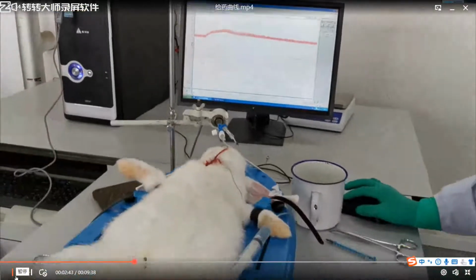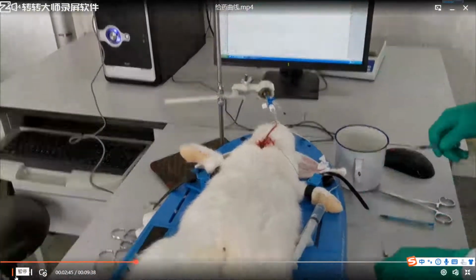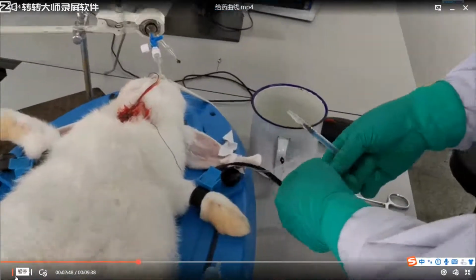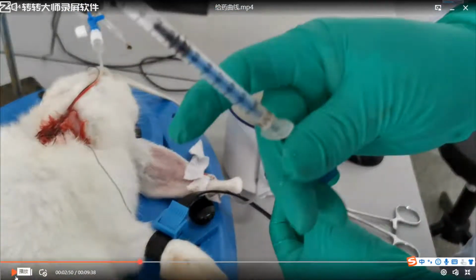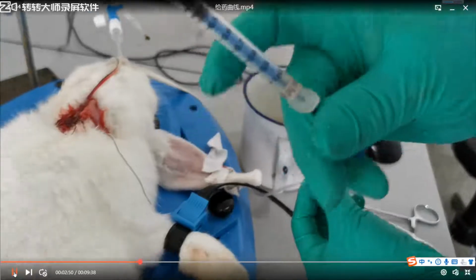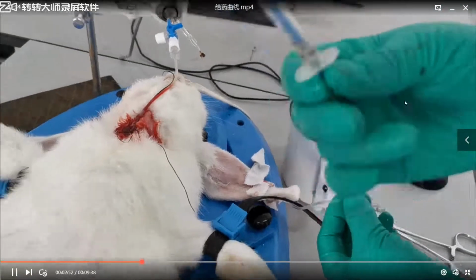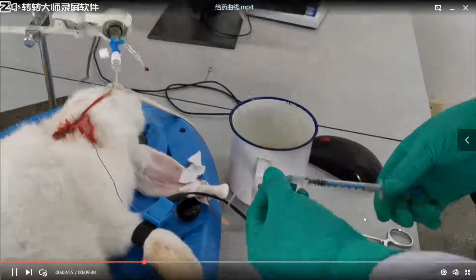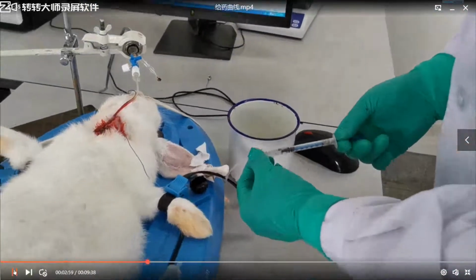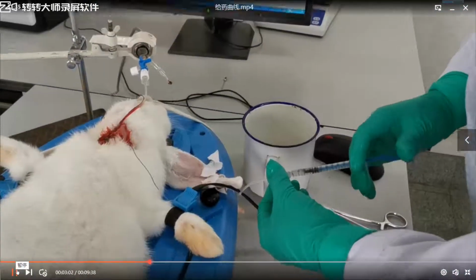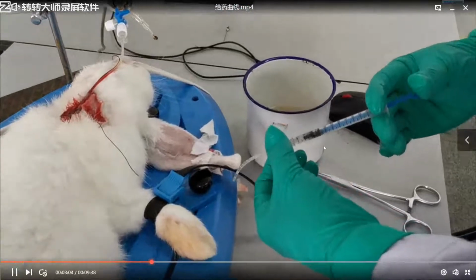So now we observe the alpha-beta receptor agonist adrenaline can increase blood pressure. And we also observed noradrenaline, an alpha receptor agonist, also can increase blood pressure hugely. The third agonist is the beta receptor agonist isoprenaline. So let's inject isoprenaline. It should be injected rapidly. Okay.